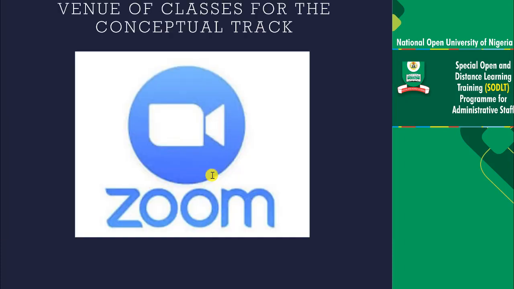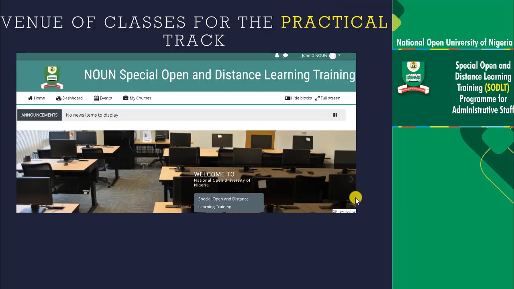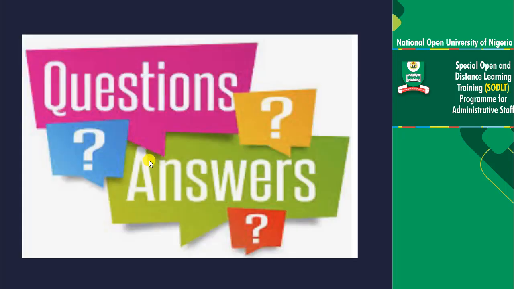Oh, what's the venue of the classes for the conceptual track? You know there are two tracks. The conceptual track, by the way, is not just theory and all this kind of talk, but the practical track is the heart of the matter when you go do the thing yourself. So the venue of our classes for the conceptual track, which is virtual, is Zoom. Now the venue of the classes for the practical track is our specially designed virtual room, which we call the NOUN Special Open and Distance Learning Training Program Room. So this is it, ladies and gentlemen. That'll be the end of it, but I'm sure there are questions and I'll be able to provide some answers.